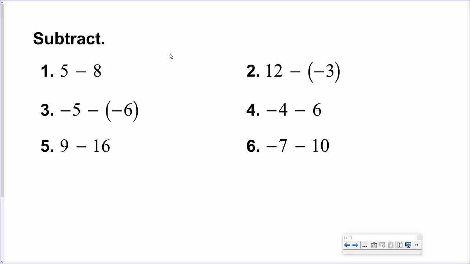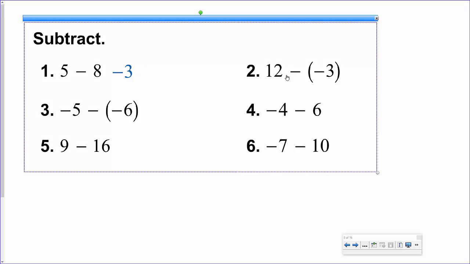All right, so now you've given it a try. I have 5, that's where I start from. And I'm going to the left 8, so I have negative 3. Number 2 is a little tricky, right? Because I'm going 12, and I'm subtracting the opposite of negative 3. Well, what's the opposite of negative 3? It's positive 3. So it's an opposite of an opposite, essentially, which is a positive. So 12 plus 3 is 15.